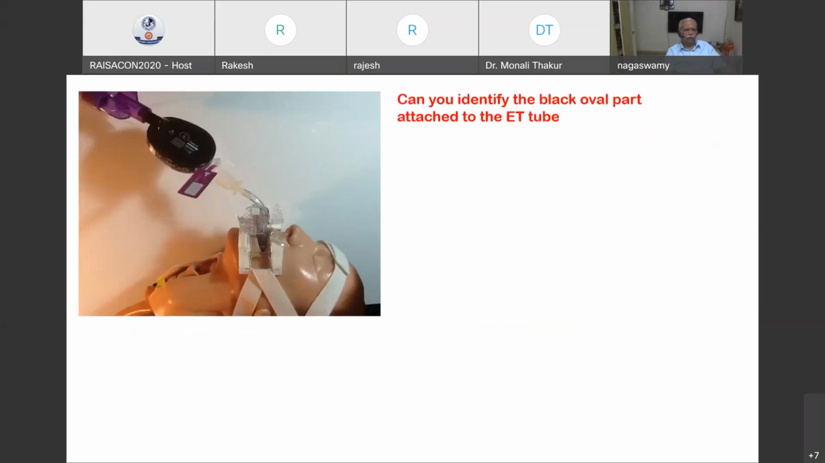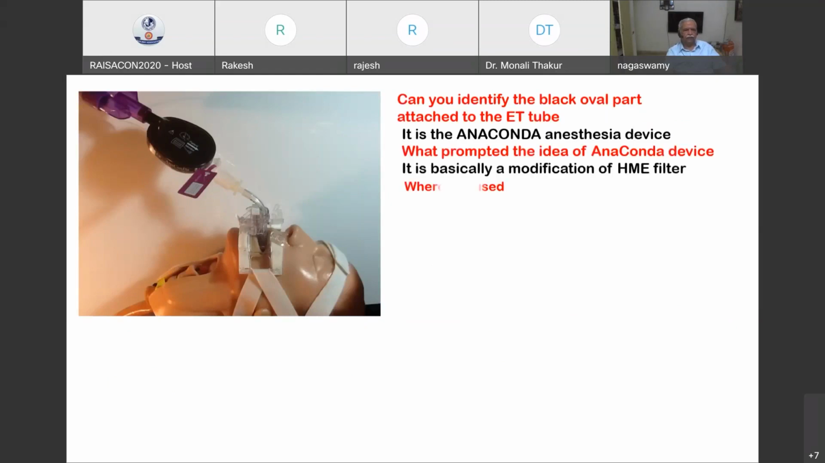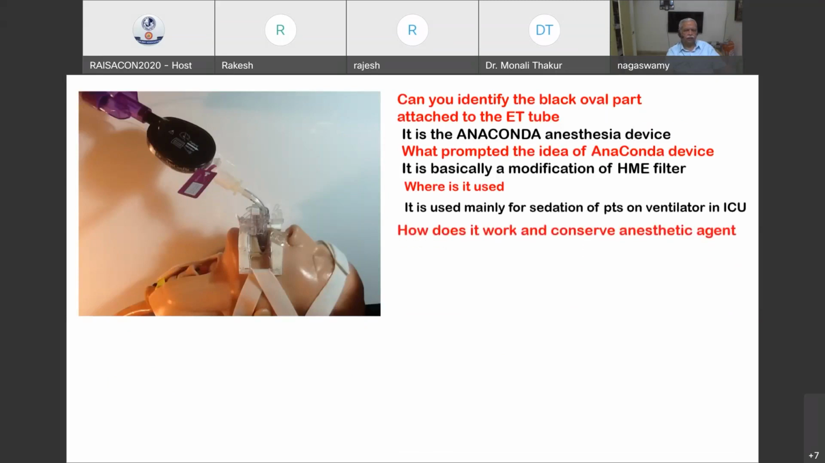Can you identify the black oval part attached to the ET tube? Anaconda device. Anaconda device, very good. It's an Anaconda anesthesia device. Where do you use it? ICU sedation, sir. ICU sedation, very good. It is a modified form of HME filter. It is used mainly for sedation in patients on ventilator in ICU.